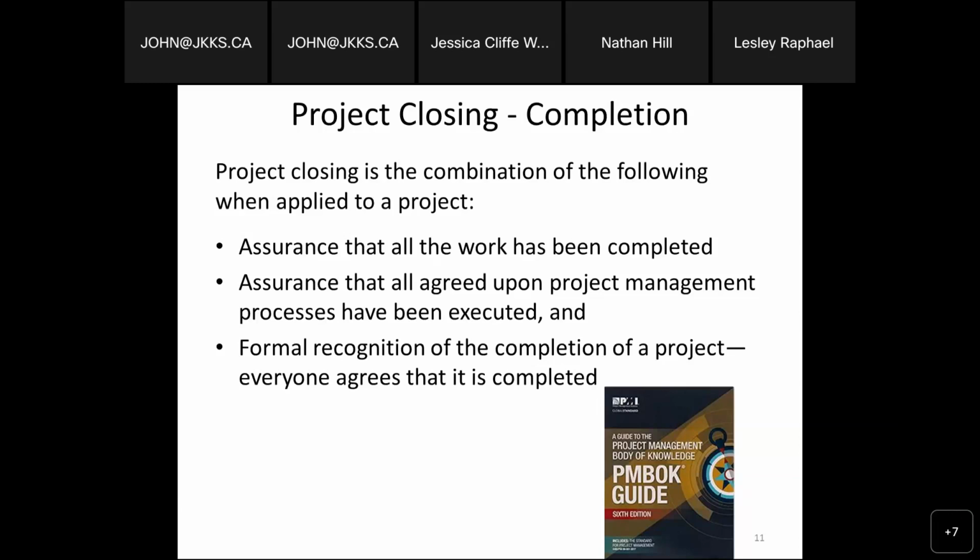So it's to formally complete the project, the phase, or the contractual obligations. On this slide, it's a combination when applied to the project of assurance that all the work has been completed, assurance that all agreed upon project management processes have been executed, so the management of the project, and a formal recognition of the completion of a project. In other words, everyone agrees that the work is complete.